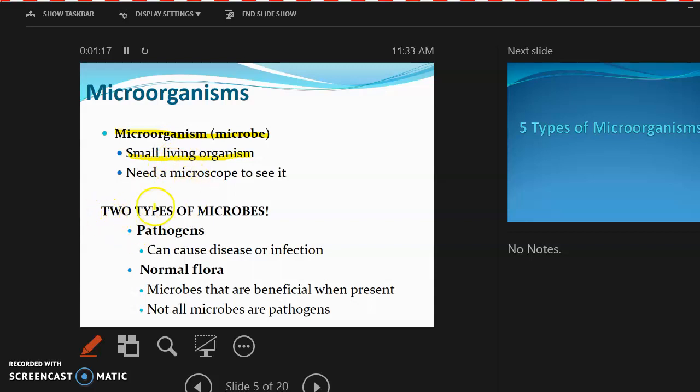The two types of microbes: pathogens is one. What do pathogens do? They cause disease or infection. The second one is normal flora, microbes that are beneficial when present. So normal flora are not going to harm you, and pathogens do harm you.